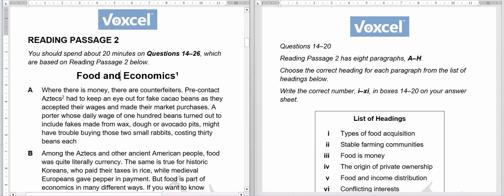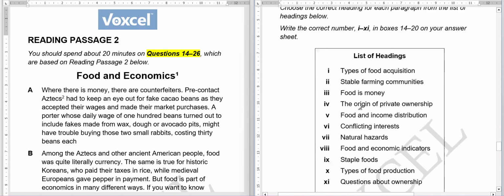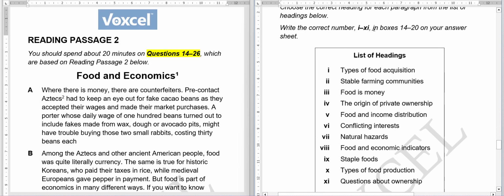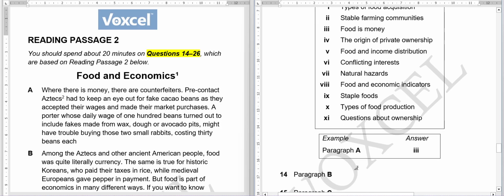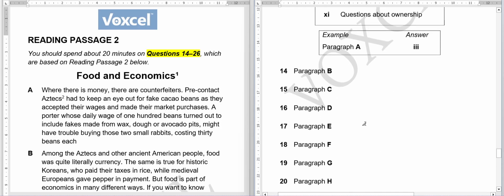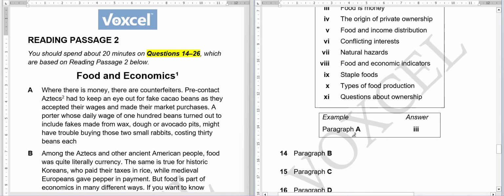Now, what we're gonna do is see the questions, what kind of questions we are dealing with, and then make a strategy according to that. So let's see. We have questions 14 to 26. On the right hand side, you can see the questions. For questions 14 to 20, you have a list of headings. You have 7 questions and 11 headings, and out of those, the one for paragraph A has been done for you, and the third.